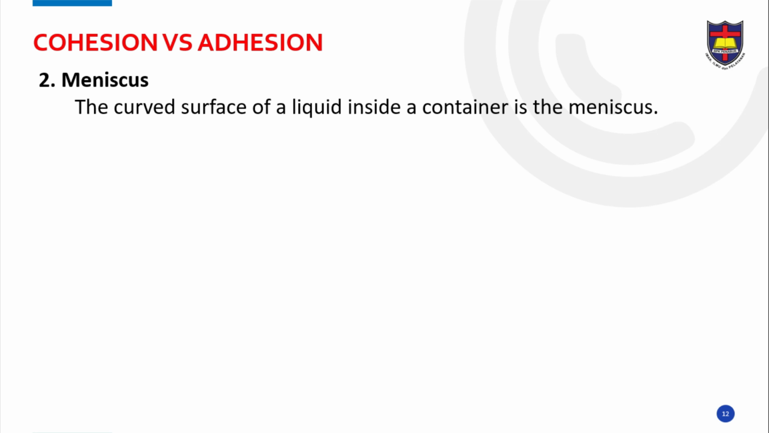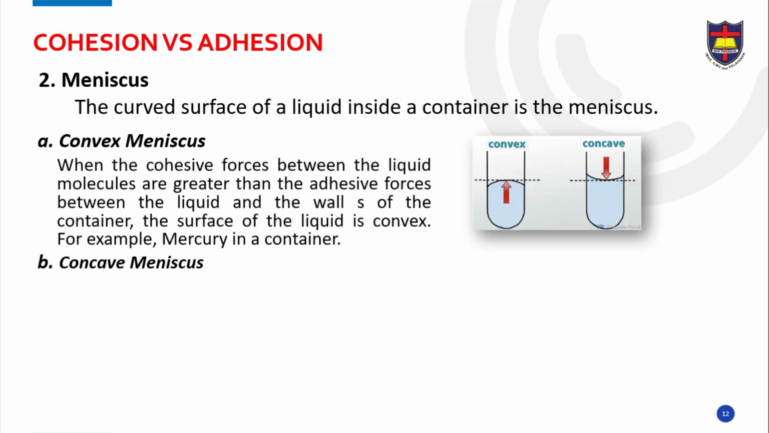Next, the second effect of the cohesive and adhesive forces is meniscus. The curved surface of a liquid inside a container is the meniscus. There are two types of meniscus: convex meniscus and concave meniscus. A convex meniscus happens when the cohesive forces between the liquid molecules are greater than the adhesive forces between the liquid and the walls of the container. The surface of the liquid is convex.